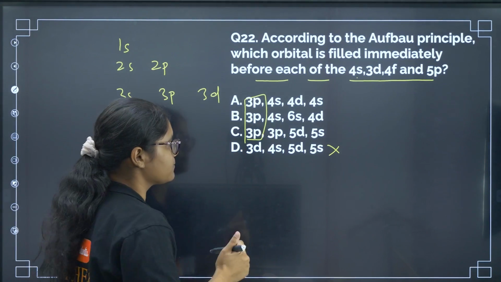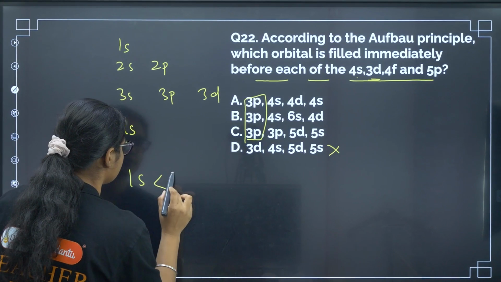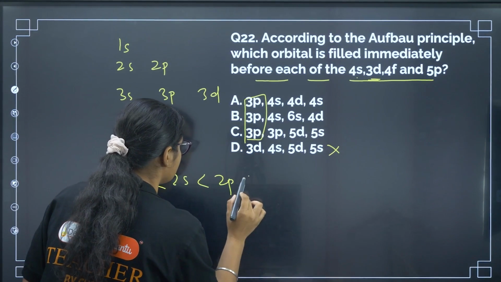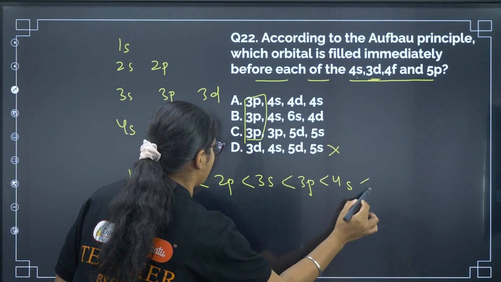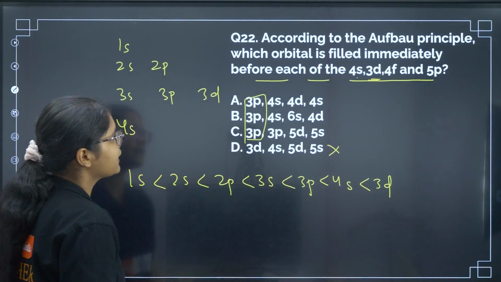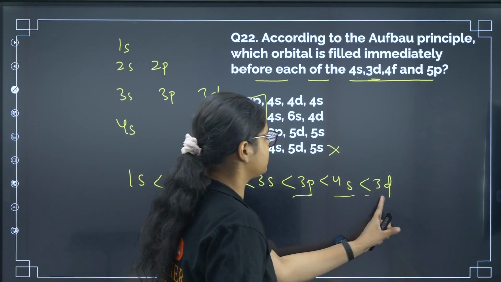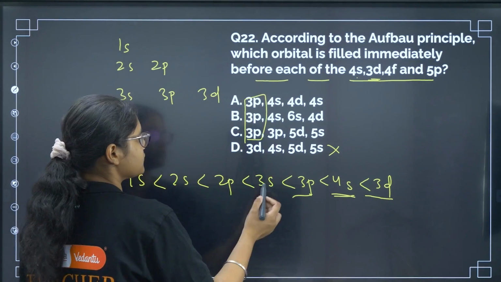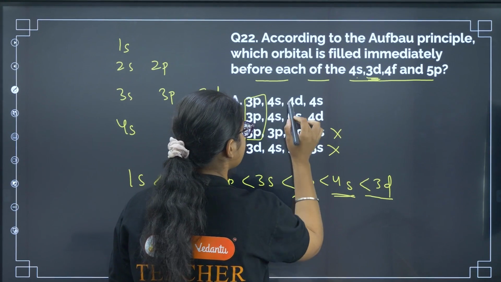Let us see the next one. Now if we know before 3d, what is the order? First 1s, then 2s, then 2p, then 3s, then 3p, then 4s, and then 3d, right? So what I can say, before 4s, 3p has to be filled. Similarly, before 3d, 4s should be filled. So we can eliminate this one also, because before 3d we have 4s.